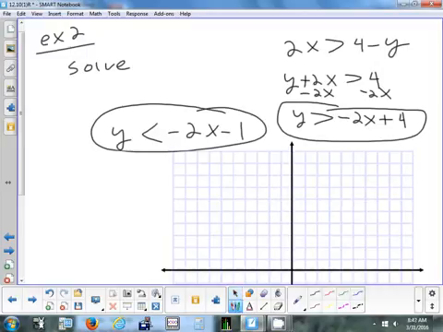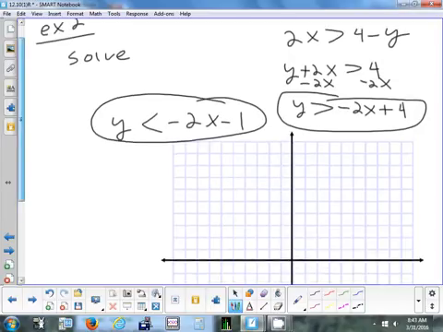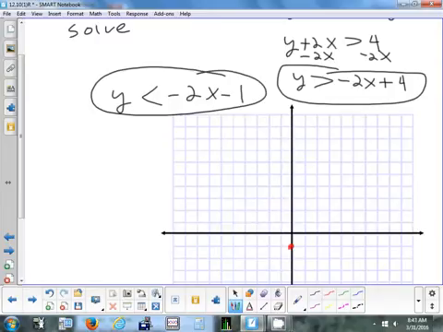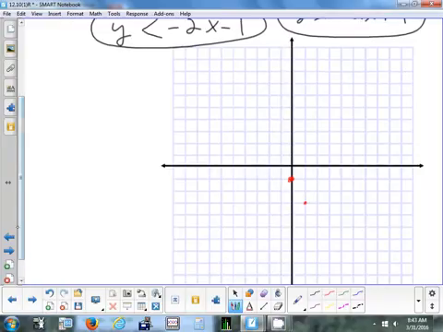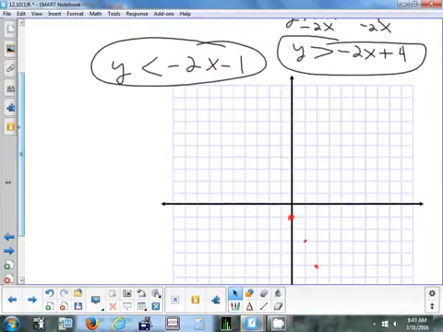What's my Y-intercept for the first inequality? Negative 1. From negative 1, who can tell me what direction do I go to graph the next point? Down 2, and then to the right 1. Okay? I like to just do it a couple times. Right, so down 2, right 1. Okay.